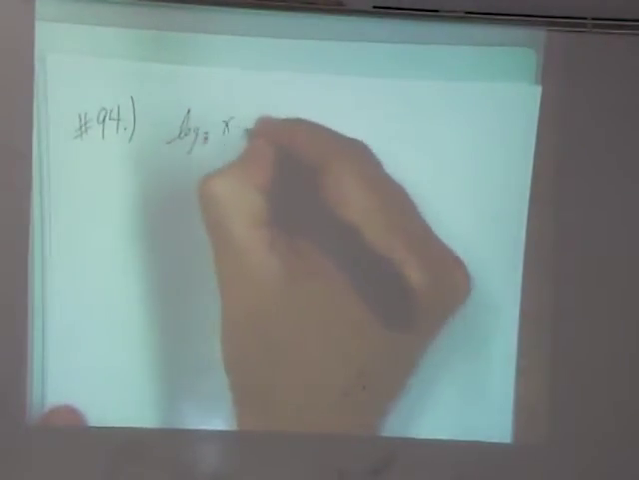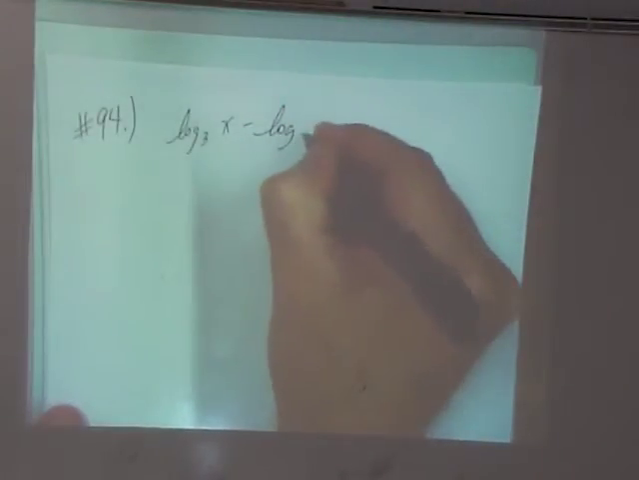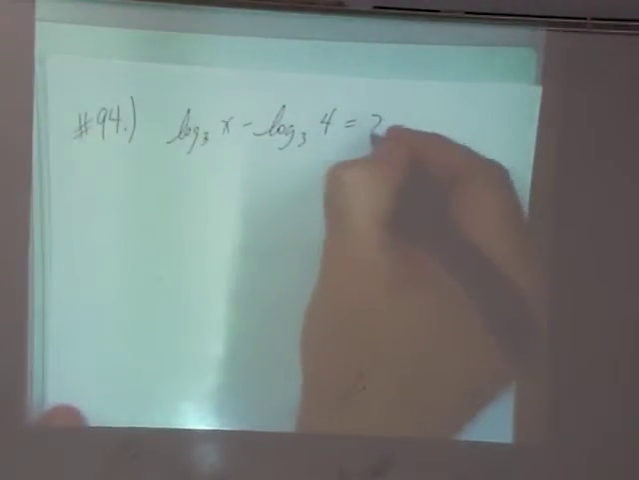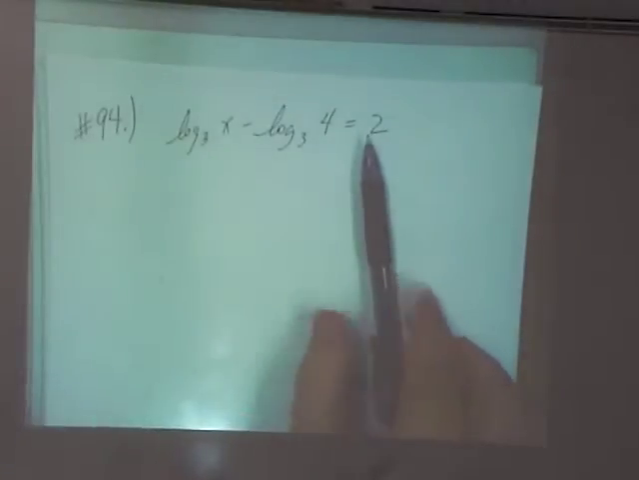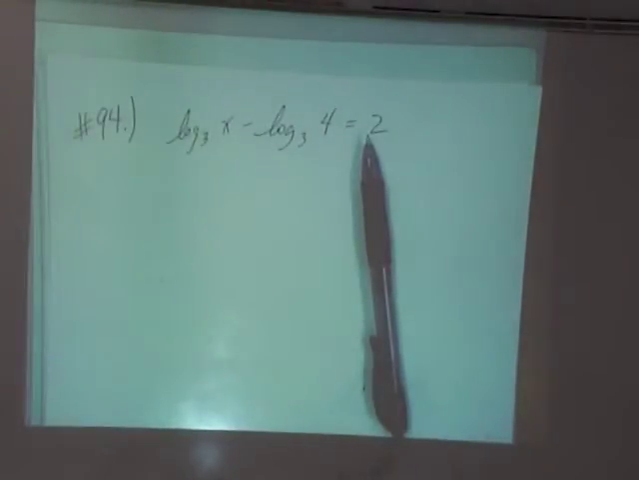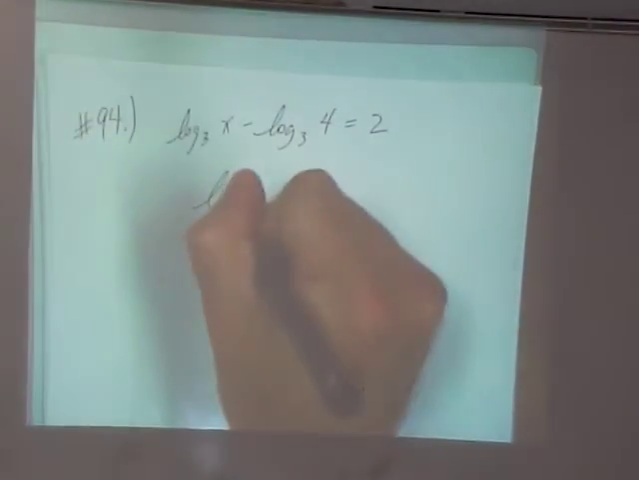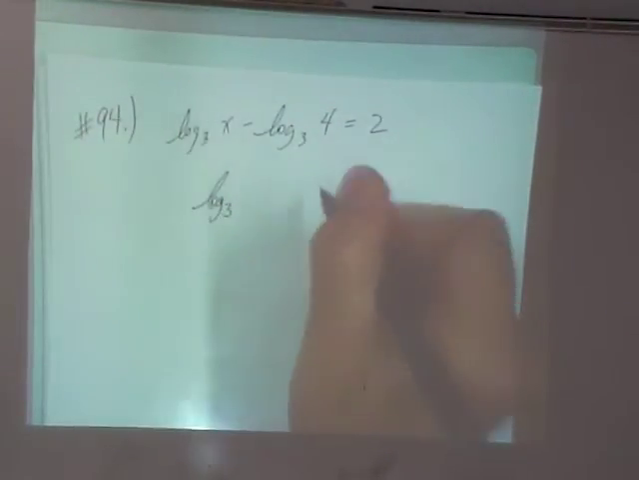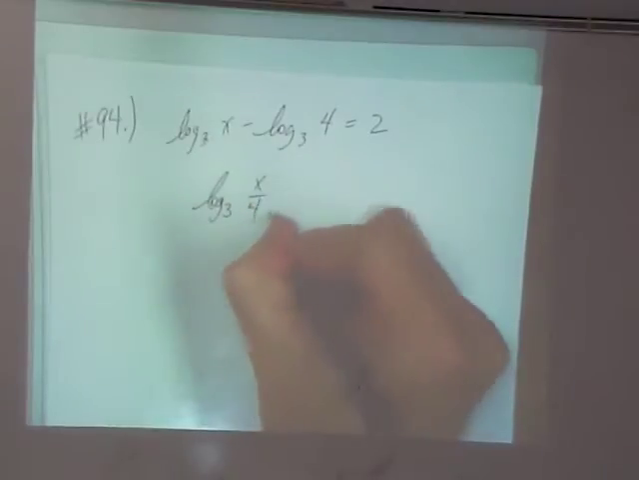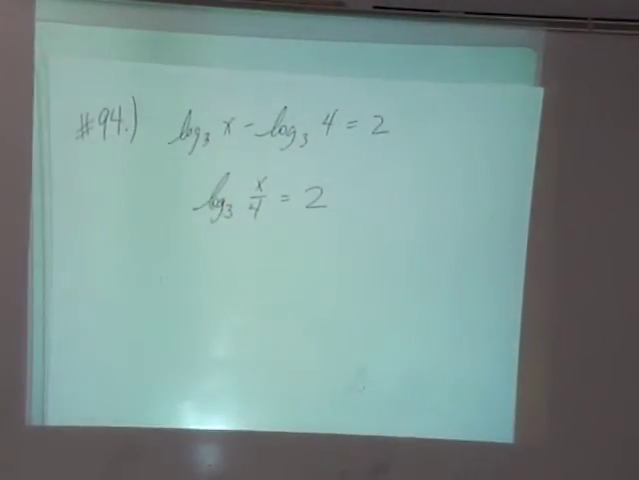Log base 3 of x minus log base 3 of 4 equals 2. Notice I have a constant. So what I want to do is have a single log equals that number, and then we'll take it out of log form and solve it that way. So I'm going to combine these into log base 3 of x over 4 equals 2.